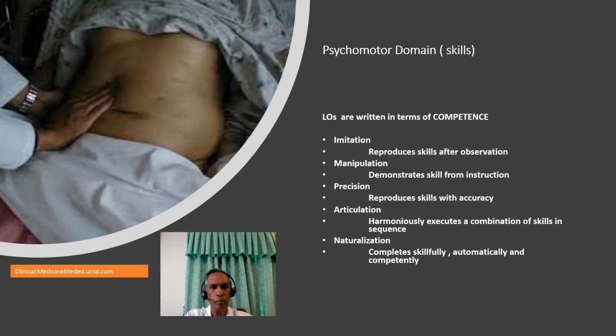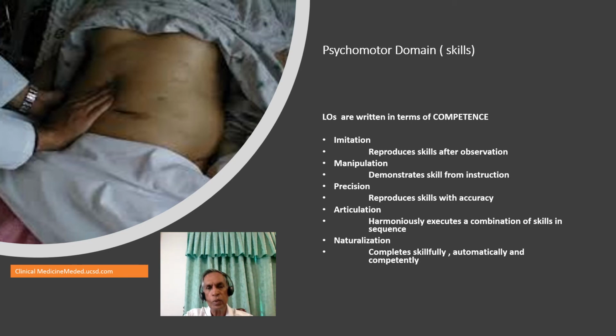In regard to the psychomotor domain, that is the skills domain, learning objectives are written in terms of competency. These five elements need to be reflected on: imitation, manipulation, precision, articulation, and naturalization. In imitation, if you look at Miller's pyramid, we are really looking at observation, as one does, and then reproduces skills after observing that particular activity. Manipulation refers to the demonstration of the skill from instruction, that means he shows how.